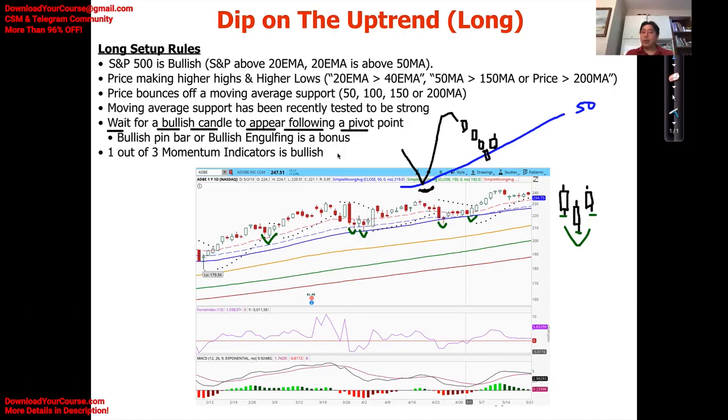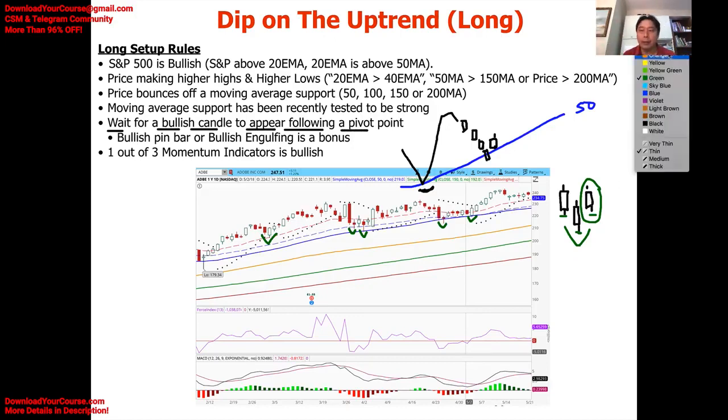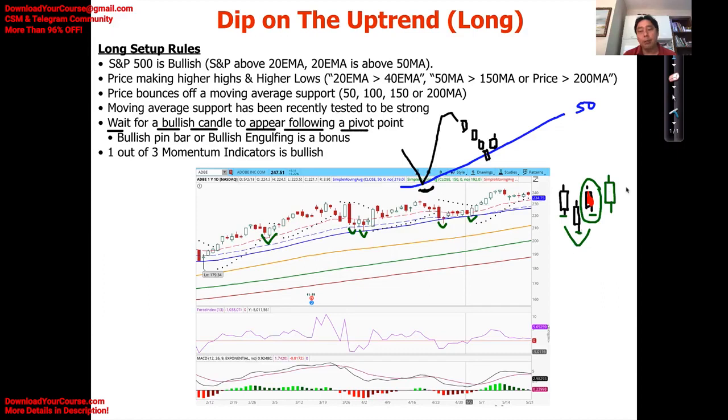So what we're going to see is the price hitting the moving average, creating a pivot point, and we can enter the moment we see a bullish candle appearing right after the pivot point. So this has to be a bullish candle. If it's a bearish candle, then we wait for a bullish candle to appear. For example, if this is a bearish candle over there, we'll say, okay, let's wait a while and let's wait for a bullish candle to appear after the pivot point. The moment a bullish candle appears after a pivot point, we could take that entry. So it tells us that, hey, it's bounced, it's going up.